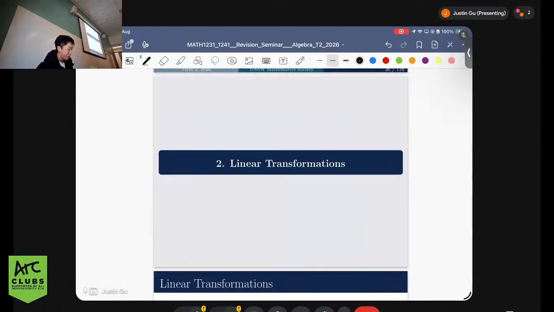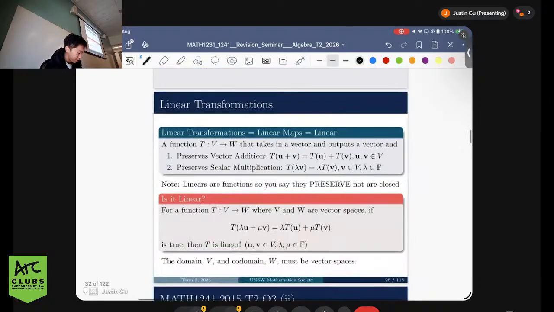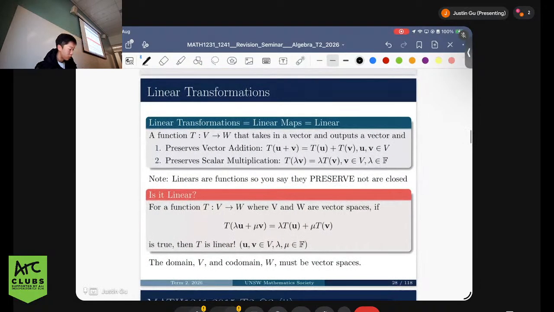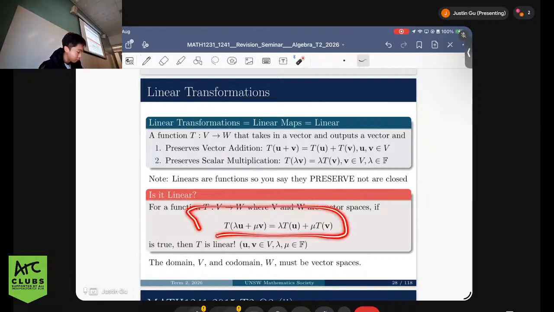Okay, now next topic, linear transformations. So here is the definition of a linear transformation. Same thing as a linear map. And so essentially, once again, we have to preserve vector addition and preserve scalar multiplication. The note says that you say preserve and not closed, but it's basically just use the word preserve because you're dealing with functions, not sets of vectors. Yeah, but that's the definition. And then this is to check if something is linear or not.